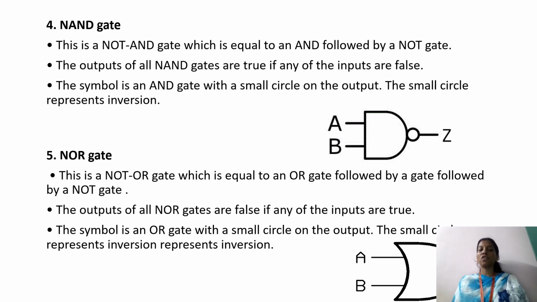Next is the NOR gate. It is a combination of NOT and OR gate, which is equal to the OR gate followed by the NOT gate. And the NOR gate output is false if any input is true. In the same way as the NAND, it has a small circle on its output and it represents the inversion.